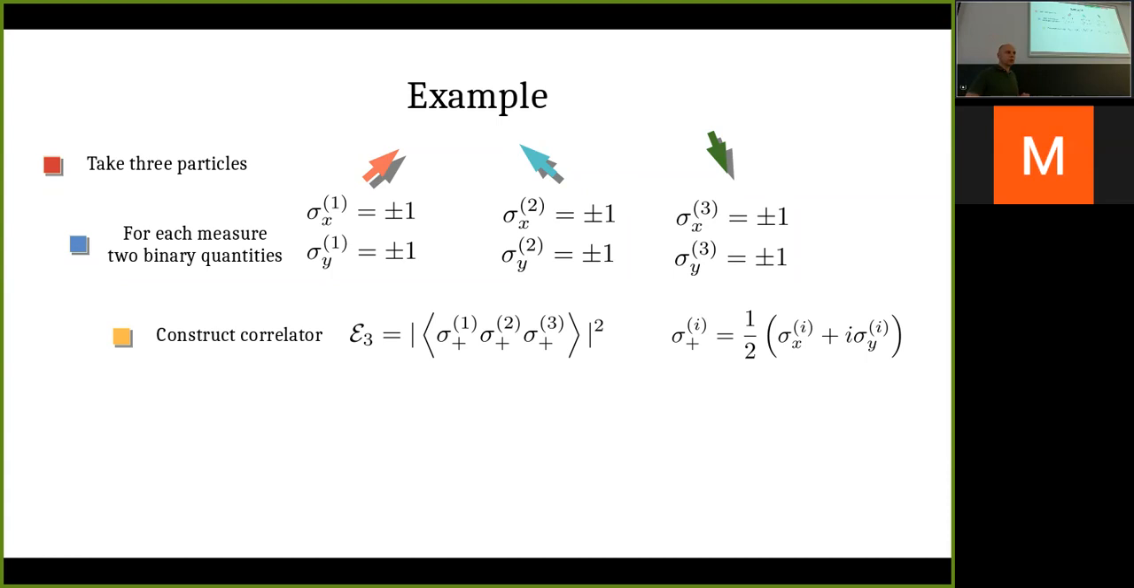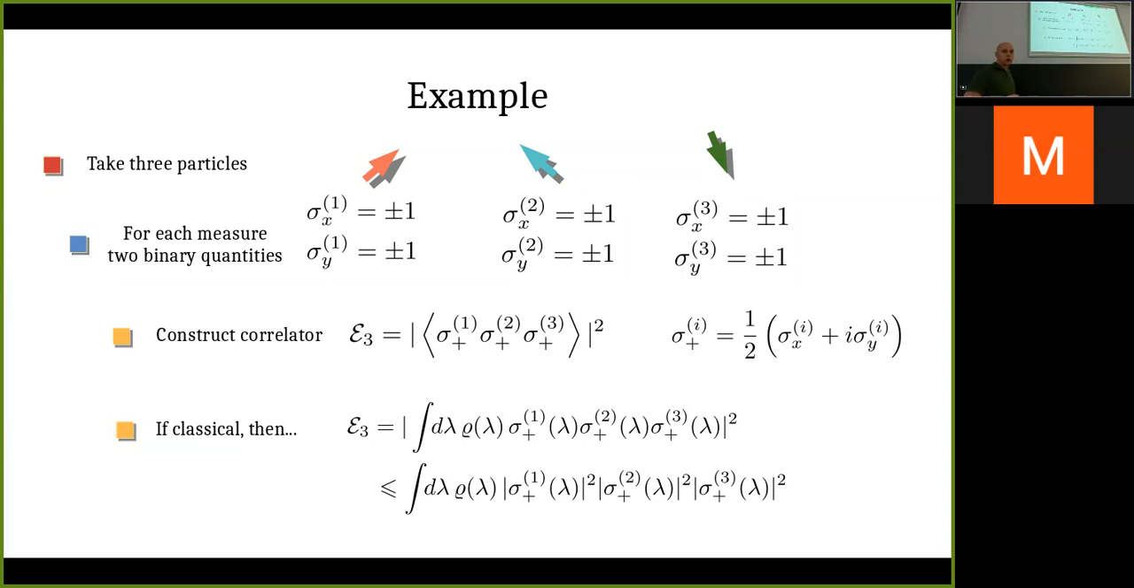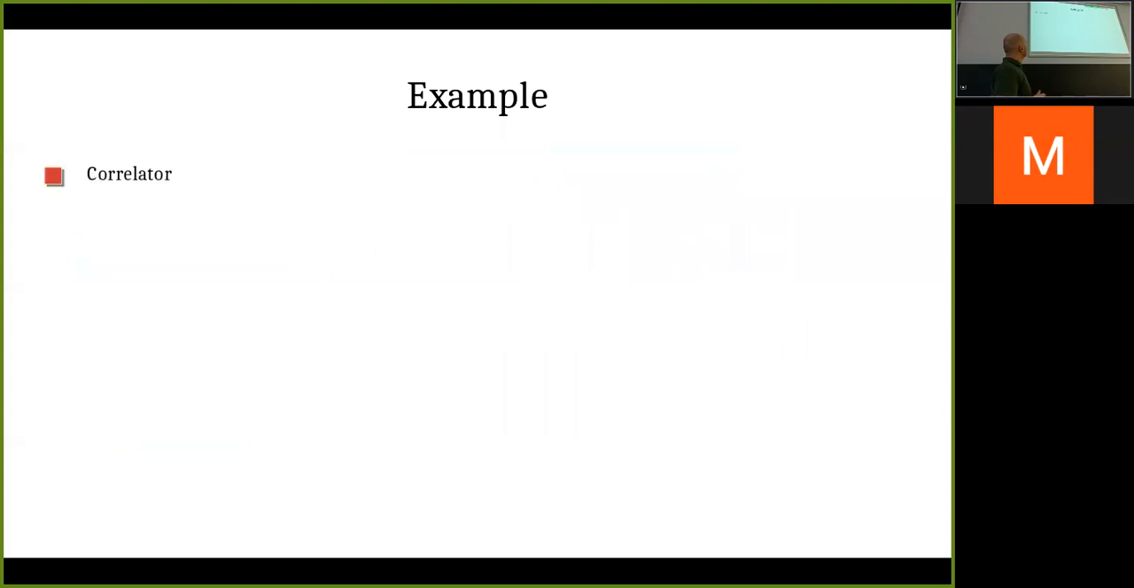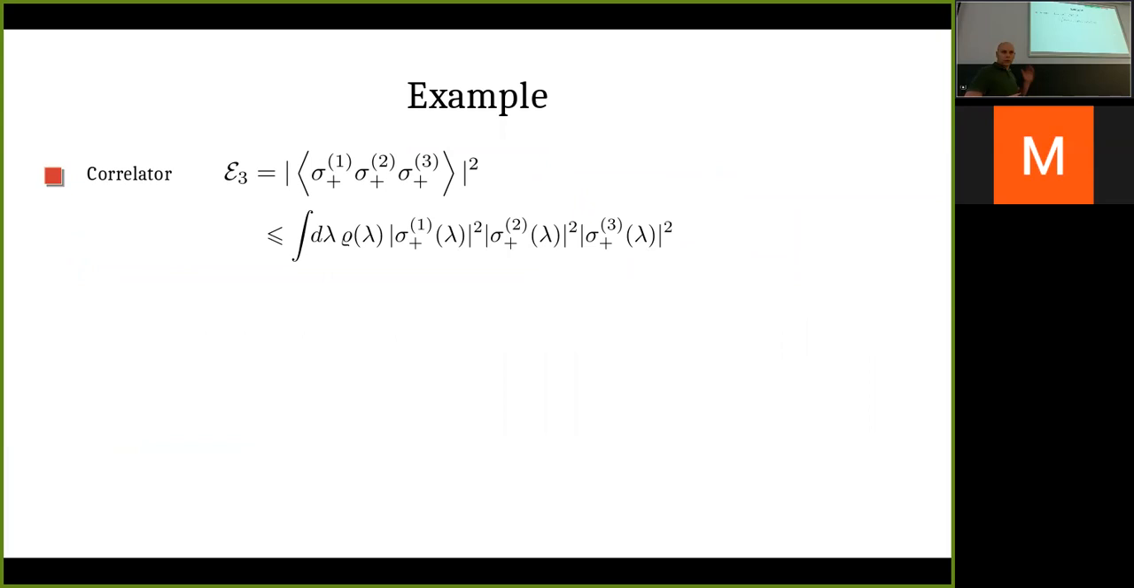If this is classical, it means that this average, as I argued on the previous slide, you can write as modulus square of the product. And this averaging here is now performed with the method from the previous slide, with some probability distribution, and these are local outcomes. And if you use the Cauchy-Schwarz inequality for complex functions, this E3 is upper bounded by an average like this. So again, this is our correlator, and this is the Cauchy-Schwarz inequality.